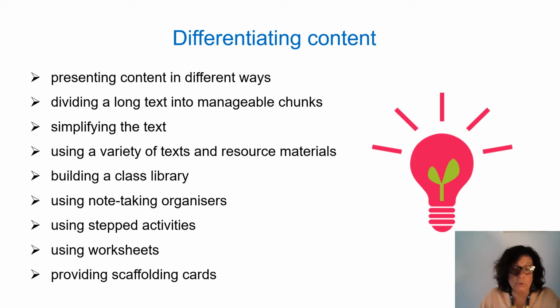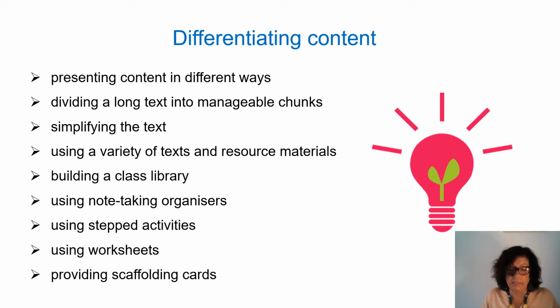You can also use a variety of texts and resource materials. Building a class library from texts at various levels is another option. For example, using magazines, newsletters, brochures, other print material, useful websites, podcasts, CDs, DVDs. Also using note-taking organizers that follow the flow of ideas from a text.